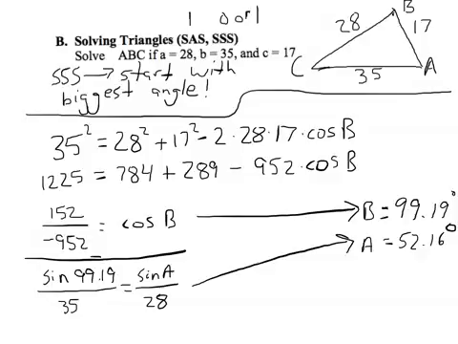Which would make sense. 28 is the middle side length, so angle A should be probably an angle that's in the middle. Then to find the final angle right here, I can just go 180 minus the other two angles. 180 minus 99.19 minus 52.16, and then I get 28.65 as my final answer here. So this is what I'm looking for.